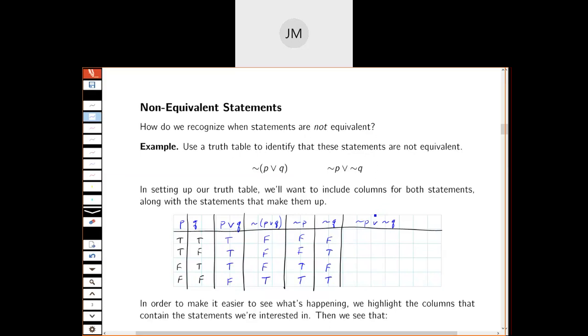And for our final column, I'm going to take these two columns that we just created, the not P and the not Q, and join them with an OR. So if either one is true, I get a true. When they're both false, I get a false. Okay, so here I have at least one true, here I have at least one true, and here they're both true.